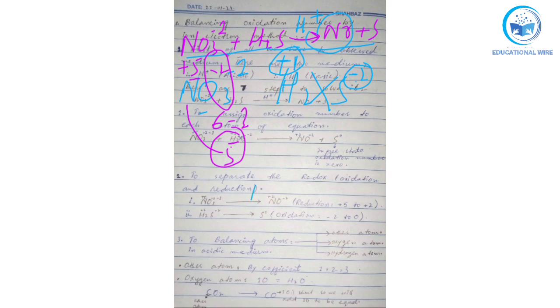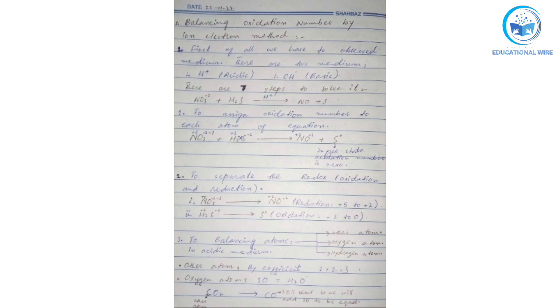After that we have NO. In NO, we know that the oxidation number of oxygen is minus 2 and the oxidation number of nitrogen is positive 2. Talking about S alone, in the previous video on assigning oxidation number, I told that when we have a single element, we represent it in a free state, and its oxidation number is always 0. So sulfur's oxidation number will be 0. This is the first step of balancing by the ion-electron method: we assign the oxidation numbers to all of the atoms in this equation. Now let's move to the second point.